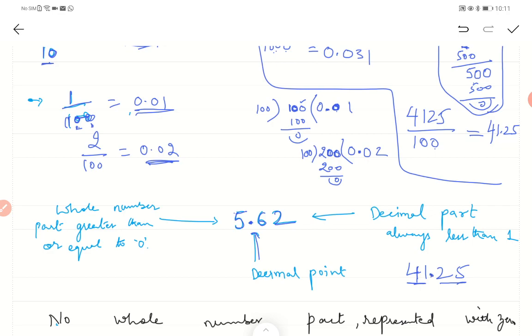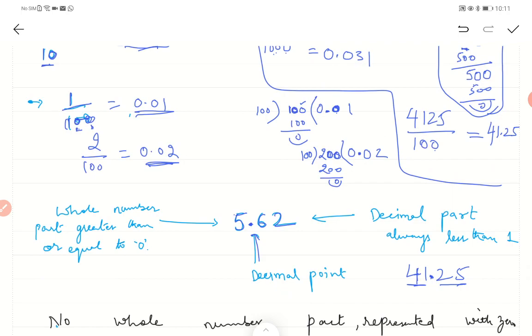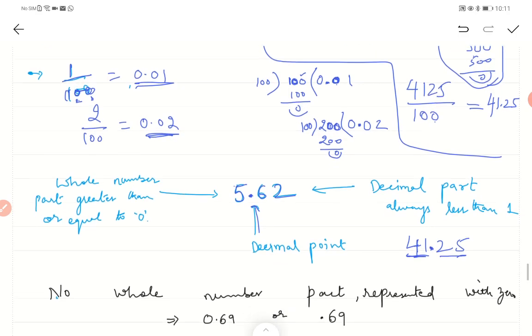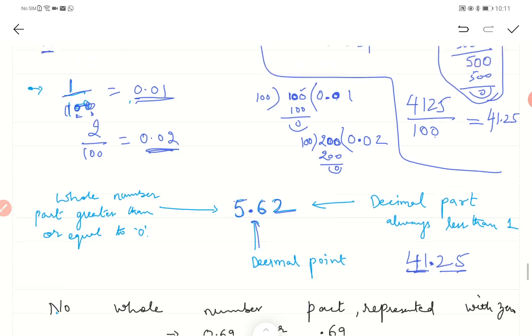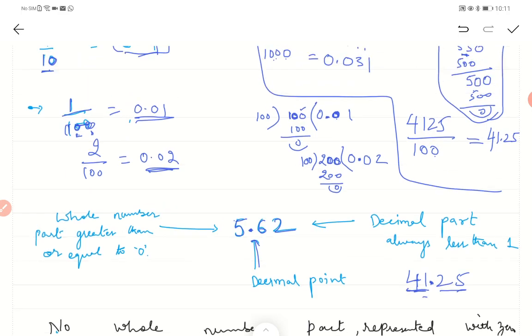If we don't have any number on the left side, if I have something like this, the whole number part is not present. Then you put it as 0, so 0.25 if there is no whole number. You can write this as .25 or 0.25. It is one and the same.